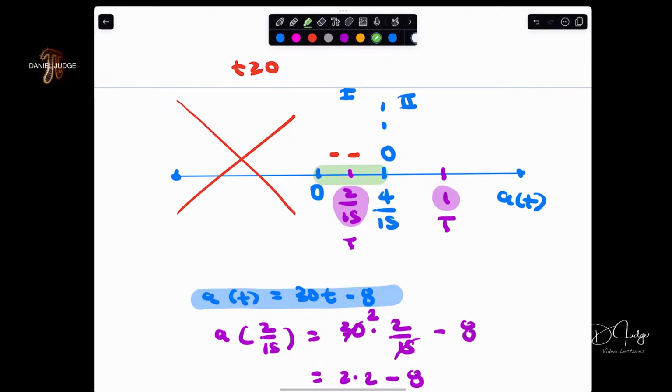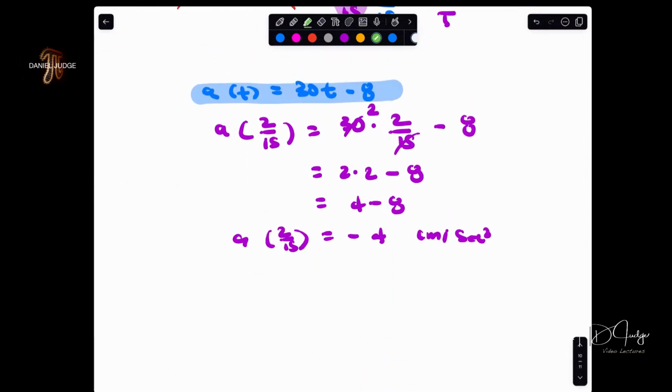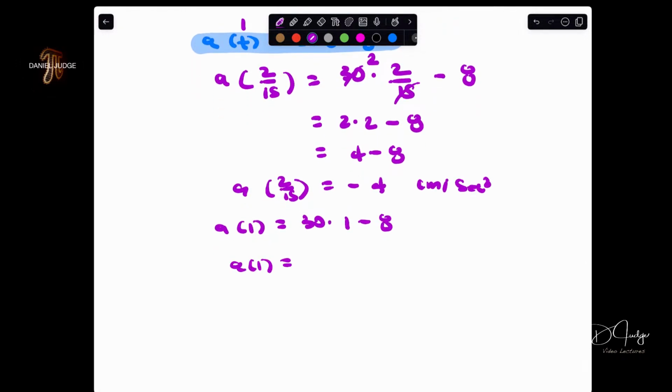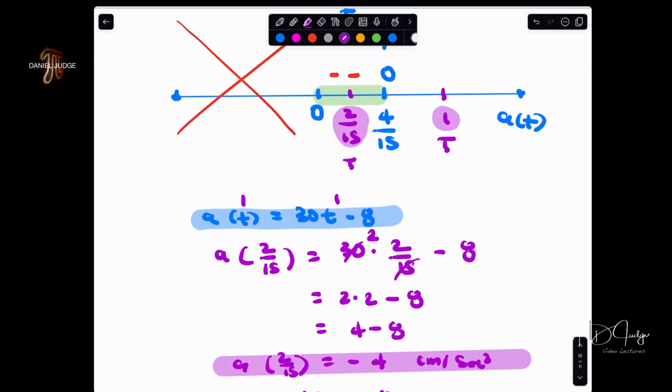Let's test the next test point, which is positive 1. So we're going to have to test positive 1 now. So A of 1 becomes 30 times 1 minus 8, which is 30 minus 8. That's positive 22 centimeters per second squared. This is our acceleration. Positive. Okay.